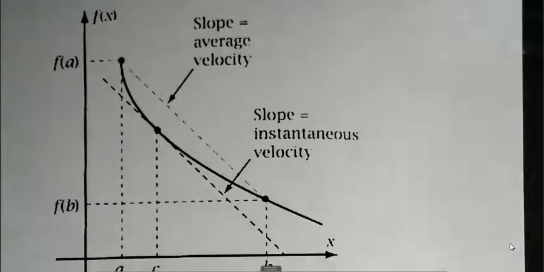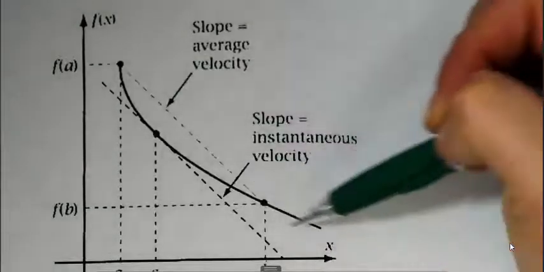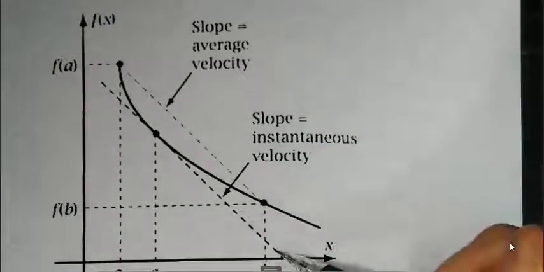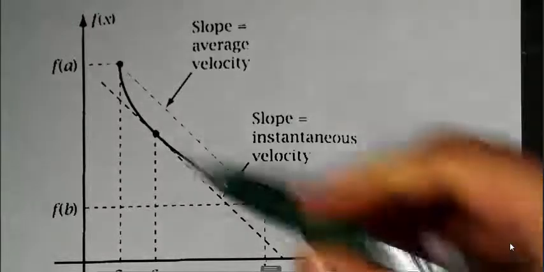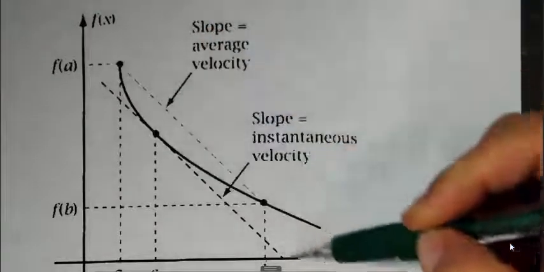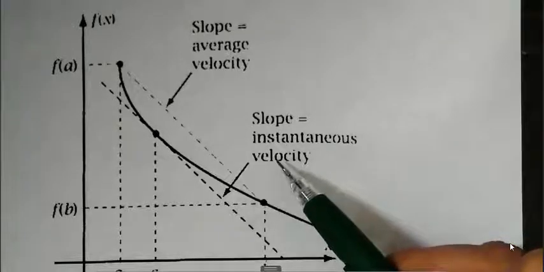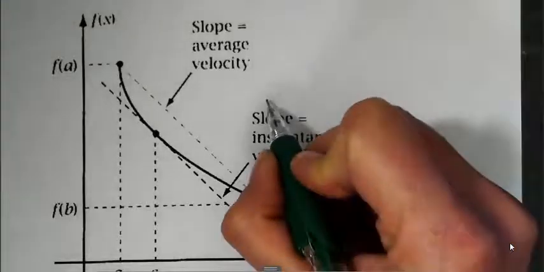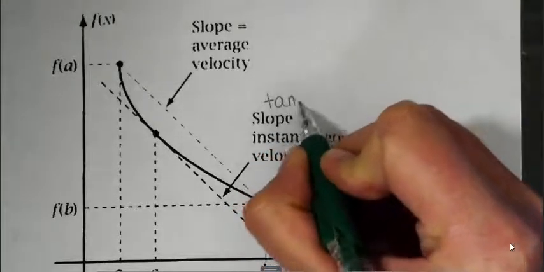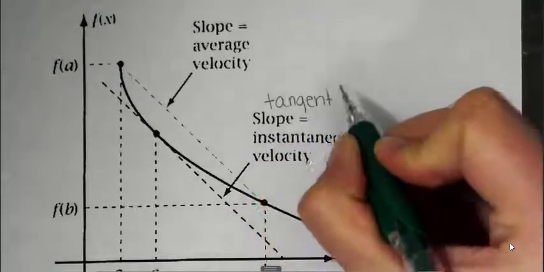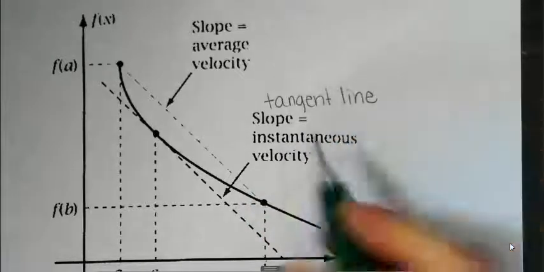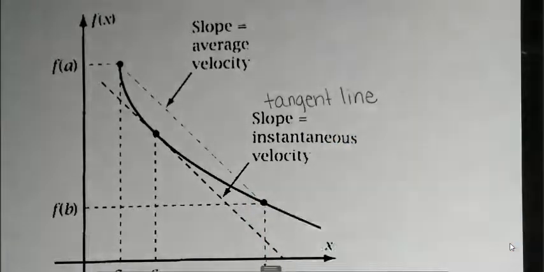Okay, so here's my function f. And drawn to that function is this tangent line. And the slope of any tangent line will be the instantaneous velocity or the instantaneous rate of change. Okay, so this would be the tangent line. Okay, the slope is going to equal the instantaneous rate of change.